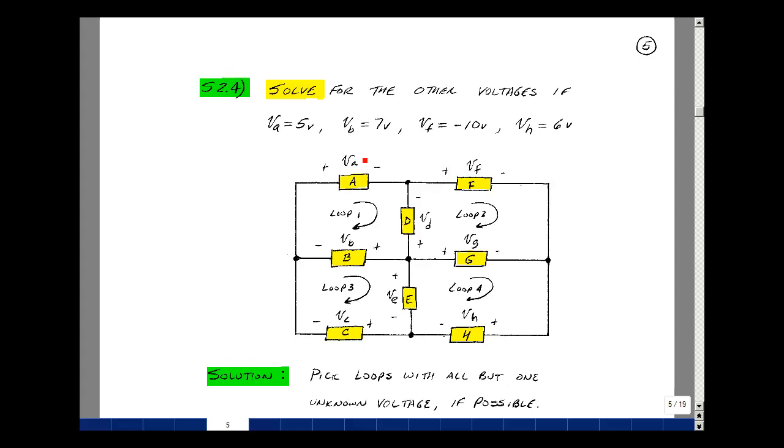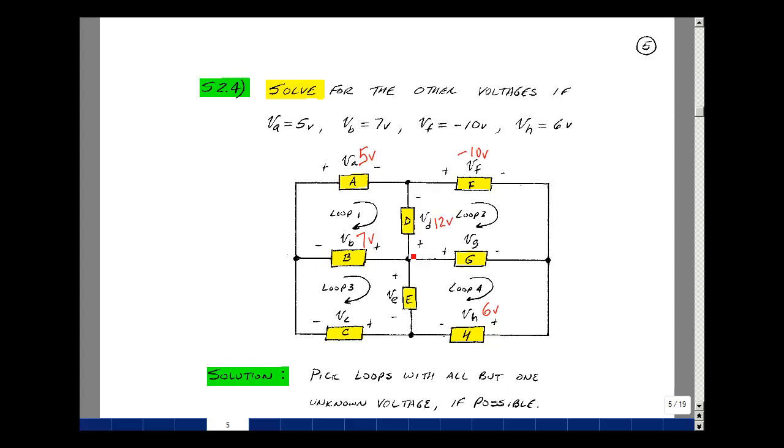So this is 5 volts, this is 7 volts, this is minus 10 volts, and this is 6 volts. Now if we go around a loop where we know all but one voltage, then we can solve for that voltage. Let's take a loop at loop number 1. Start anywhere. Here I have a drop of V sub A, a rise of V sub D, and a drop of V sub B. So V sub D is equal to V sub A plus V sub B. Rise in voltage is equal to the drop of 7 and the drop of 5, which is equal to 12. It makes this 12 volts with this polarity.